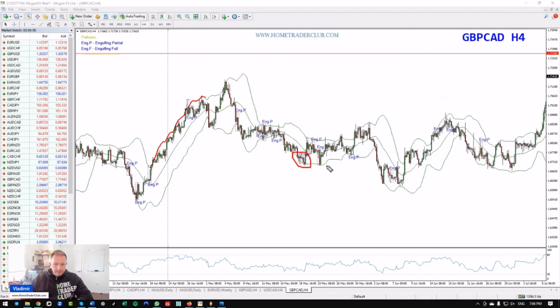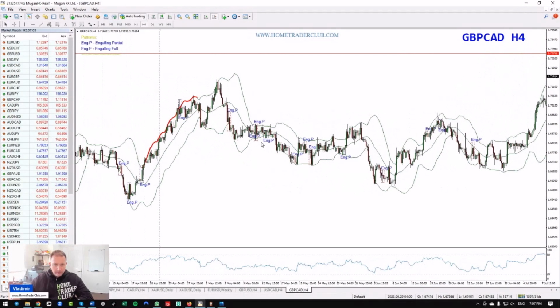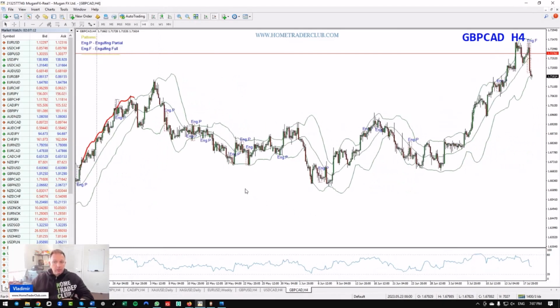Not here, so here, partial engulfing. This place. What else do we have on the bottom? This place. And no, this is the bearish, so we don't use it. So we are looking to join the weekly trend again with the same technique.